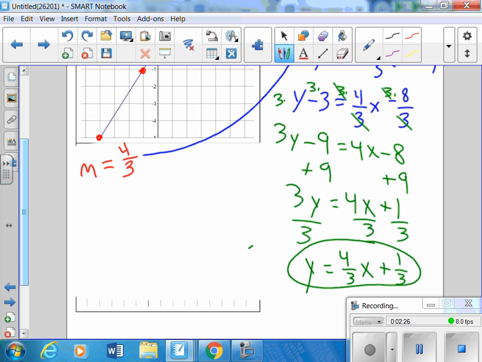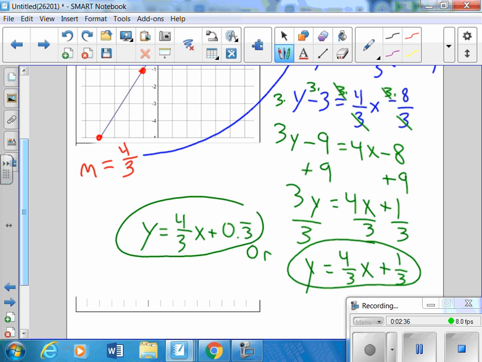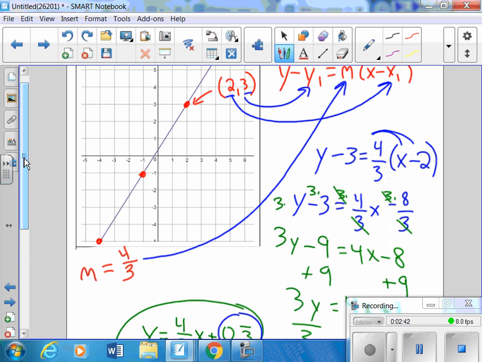Or you could have y equals 4/3 x, and then 1 divided by 3 is 0.3 repeating. That's another possible answer. And if you look at 0.3 repeating, your y-intercept, does that seem reasonable? Well, this is where it's crossing the y-axis, and I think 0.3 repeating or 1/3 seems reasonable.